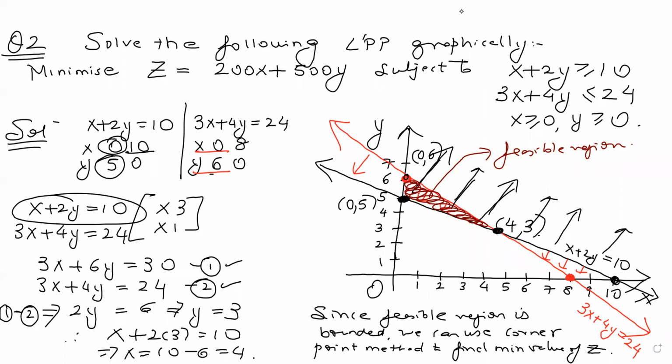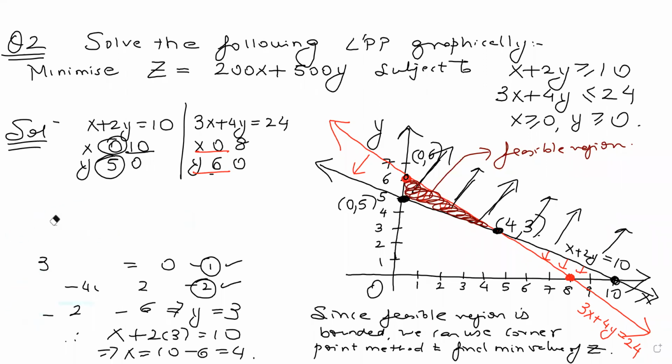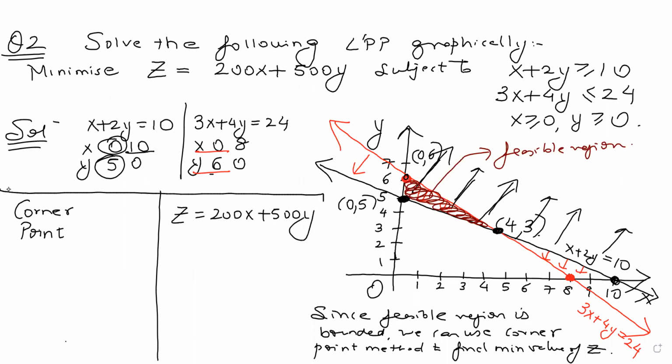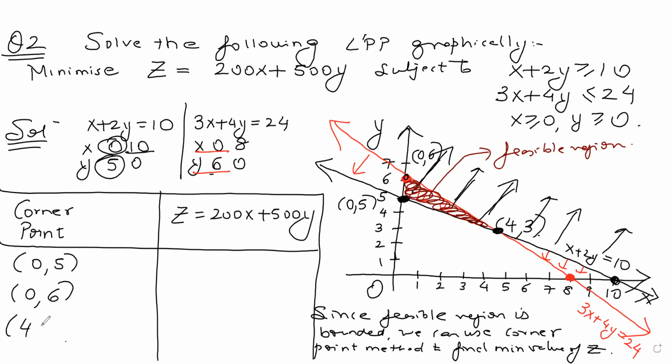And how will we find the minimum value? I erase this particular part now. Quickly, we can work out the minimum value of z. Okay, so we have the corner points. Let me write the corner points first, and then I am writing the value of z, which is 200x plus 500y. Okay, so my first corner point is 0, 5, then I have 0, 6, then I have 4, 3. Put 0, 5 in the objective function. It's 200 into 0 plus 500 into 5, which is 2500.